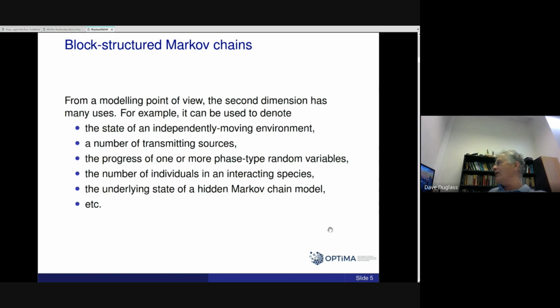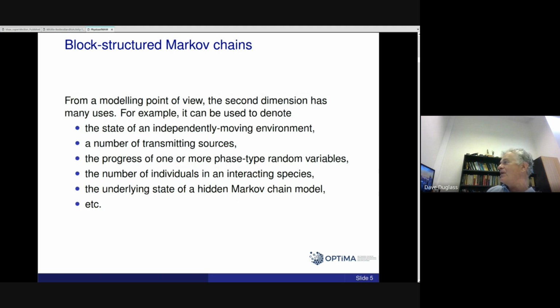So what's the point? Well, we use these types of Markov chains to model things. This isn't a talk about modeling, but I'm just going to briefly mention it so you've got something to hang the structure on. But really the point to note is that from a modeling point of view, the second dimension has as many uses as you've got an imagination.